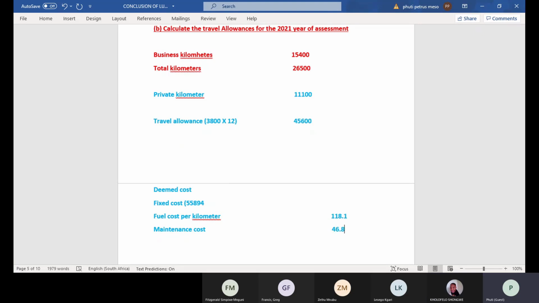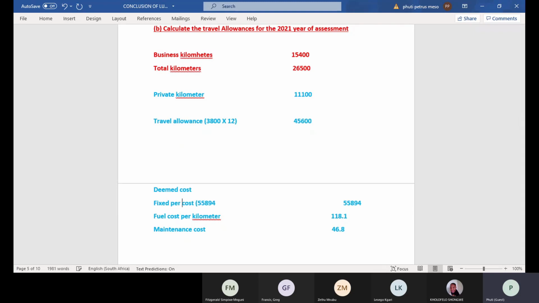I'm just saying the calculation of the fixed cost, because we can't take the entire amount of 55,894. If you can see where I'm making the adjustments in terms of the question, what I'm trying to say is this figure is way too big. It's too heavy for the fuel cost and the maintenance cost. I can't put 55,894 here. It means that it's per cost. It's not the total fixed.